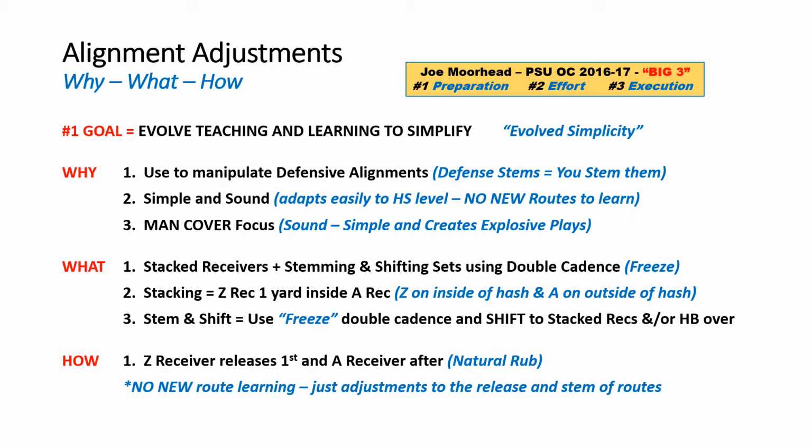What we're going to do is stack the receivers, the Z and the A, particularly our slot receivers, to the wide side of the field. We can also stem and shift them along with our H back using double cadence as our freeze cadence. When we have this receiver stacked, the Z receiver always releases first and the A receiver will go after. It creates a natural rub, so there's no new route learning. We adjust the release and the stem of the routes, and you'll see how we do that.